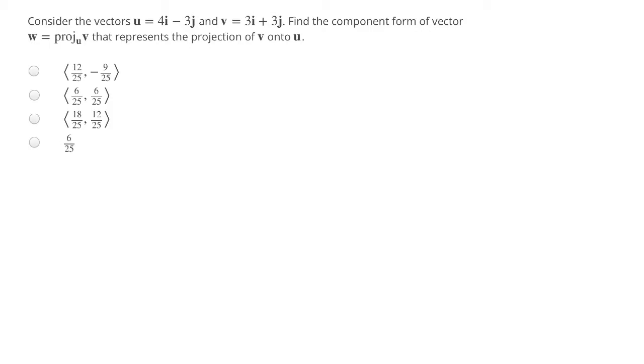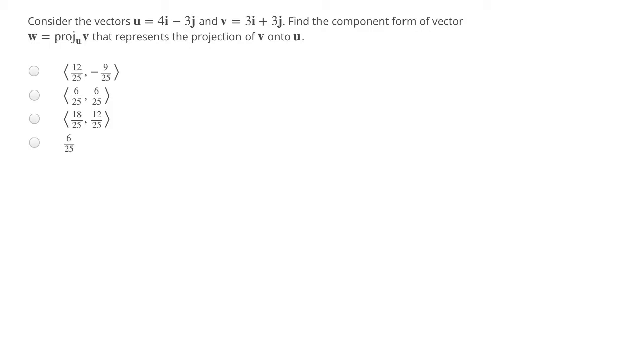So what we're asked to do in this particular problem is that we're given a couple of vectors u and v, and we're asked to find the component form of the vector w, which is going to be the projection of u onto v. So let's take a look and see exactly what this problem is really asking.